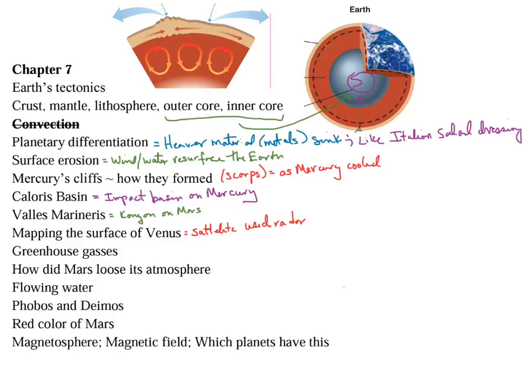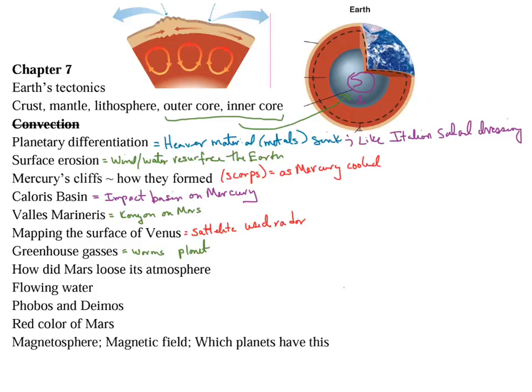Venus has those thick clouds, but we have a kind of a map of Venus, and we got the map by putting a satellite in orbit and then using radar to kind of ping down, hit the planet, and then map it like that.